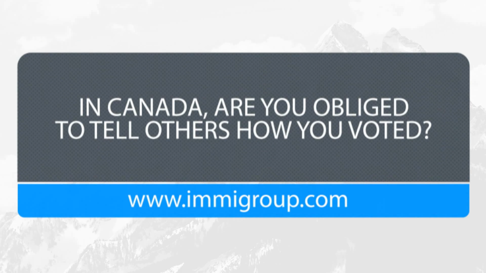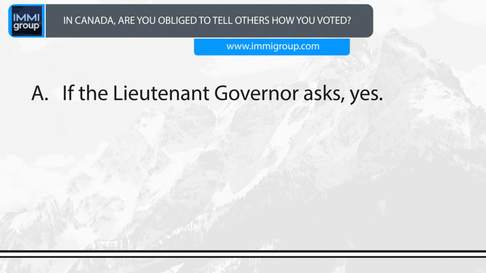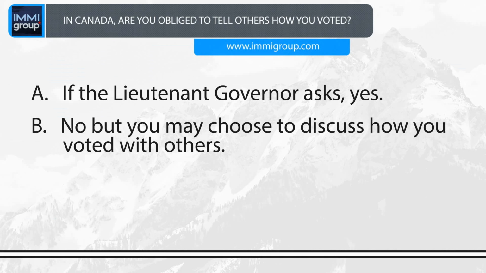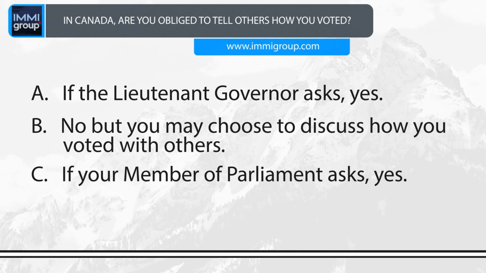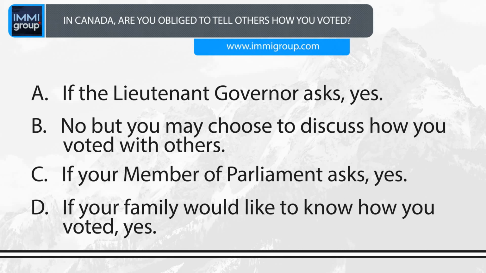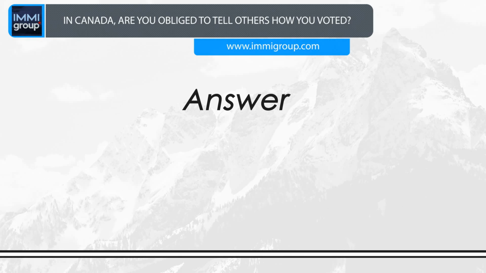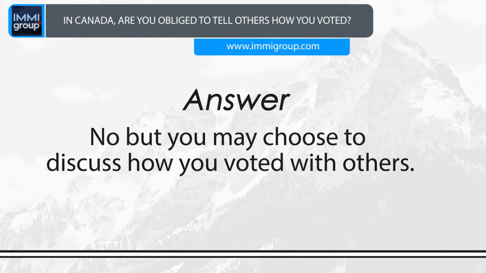In Canada, are you obliged to tell others how you voted? A. If the Lieutenant Governor asks, yes. B. No, but you may choose to discuss how you voted with others. C. If your Member of Parliament asks, yes. D. If your family would like to know how you voted, yes. Answer. No, but you may choose to discuss how you voted with others.